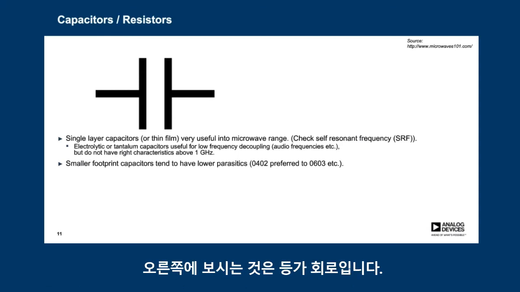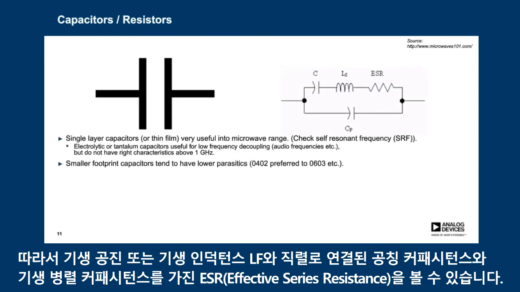And what we see here on the right-hand side is the equivalent circuit. So what we will see is there is the nominal capacitance in series with a parasitic inductance, LS, and an effective series resistance, also with a parasitic parallel capacitance.